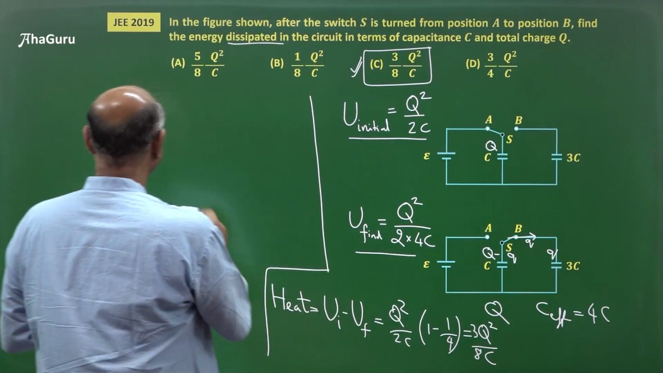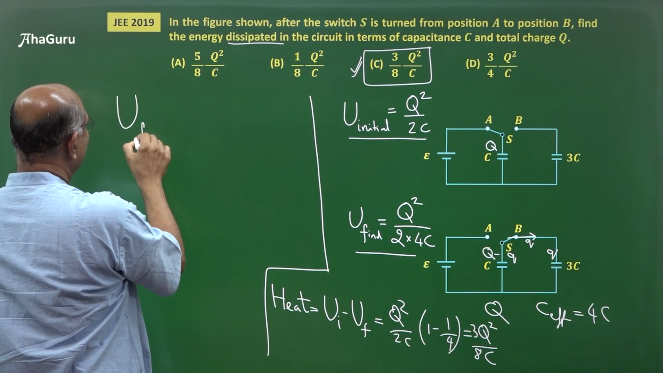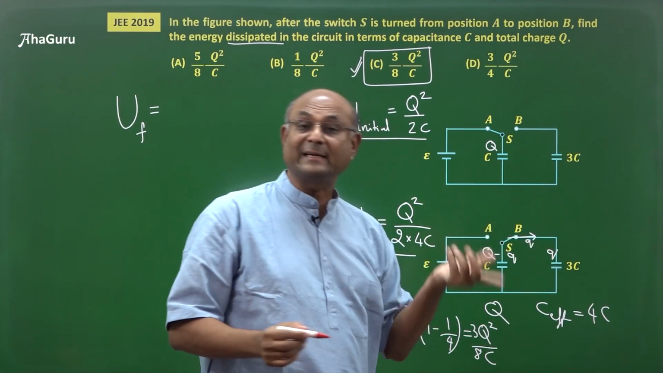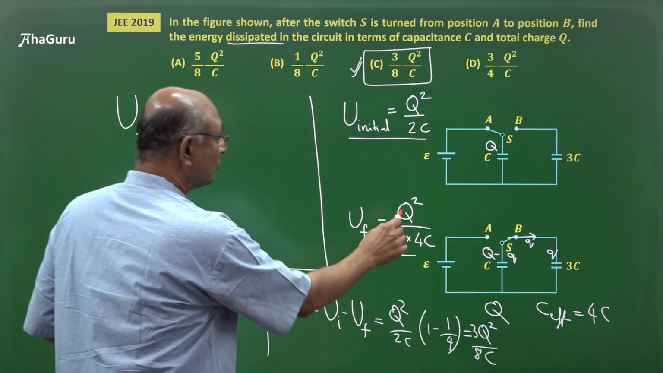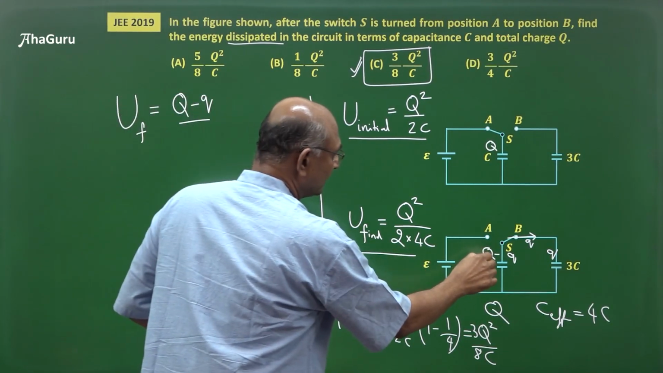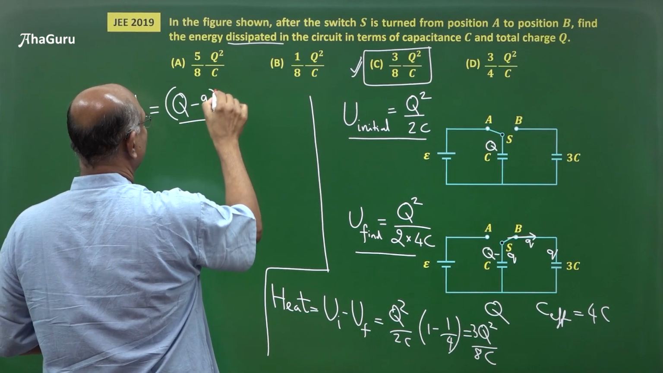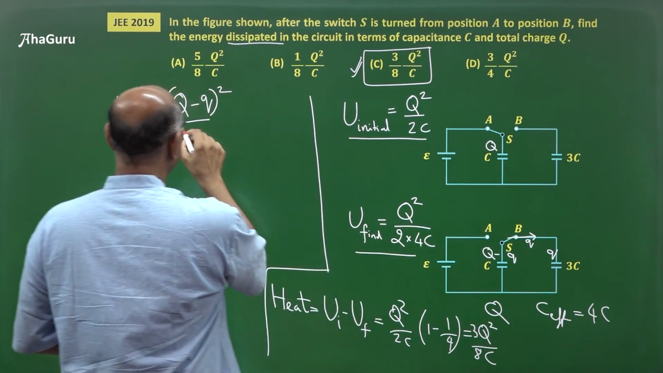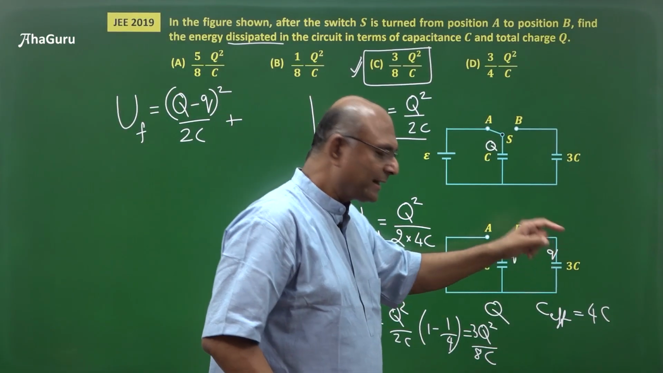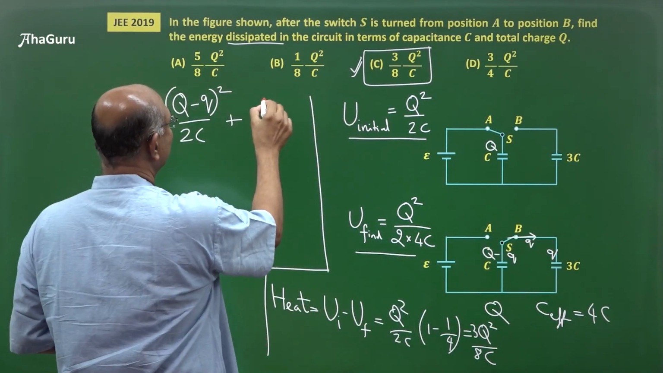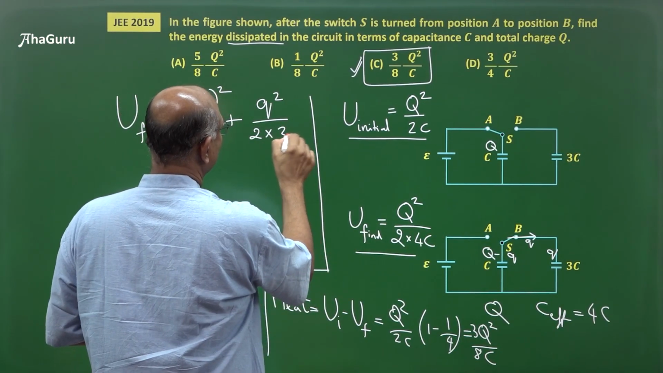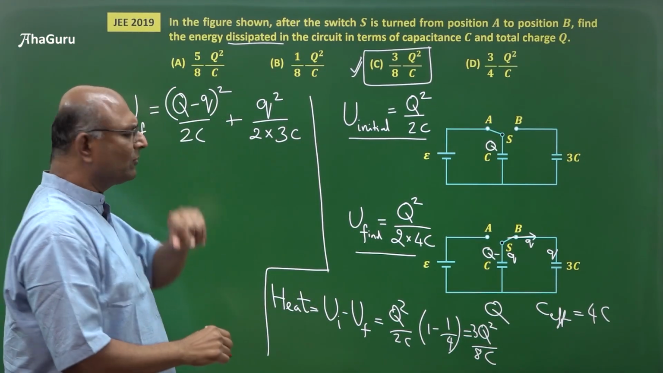You could have also written U final is this energy plus that energy. What is this energy? Q minus Q by, right, Q minus Q whole square by 2C plus small q square by 2 times 3C. But I don't know what is small q.